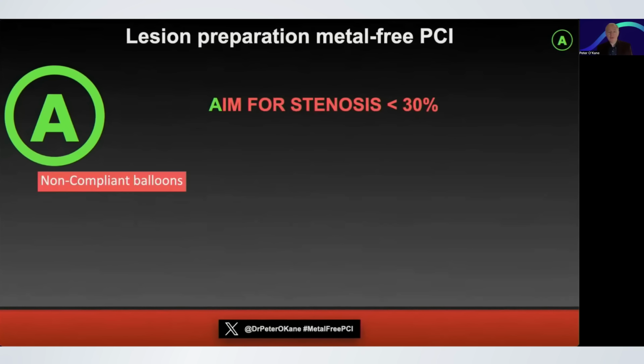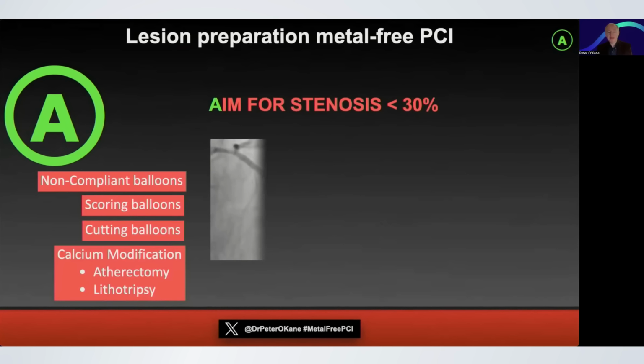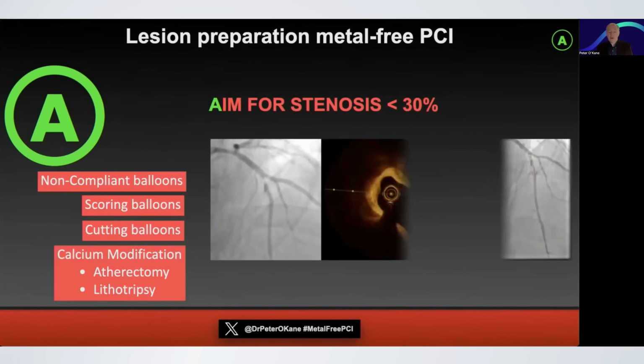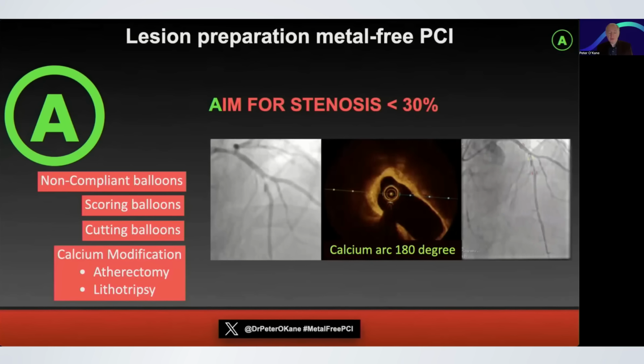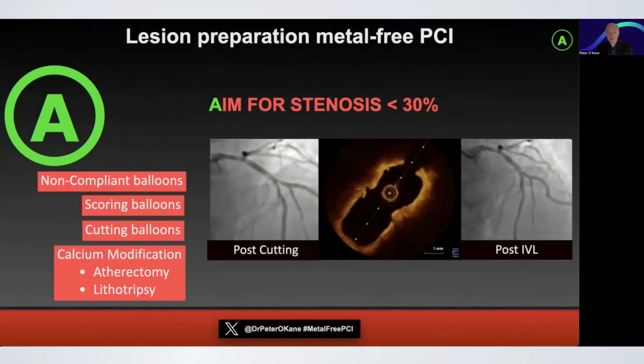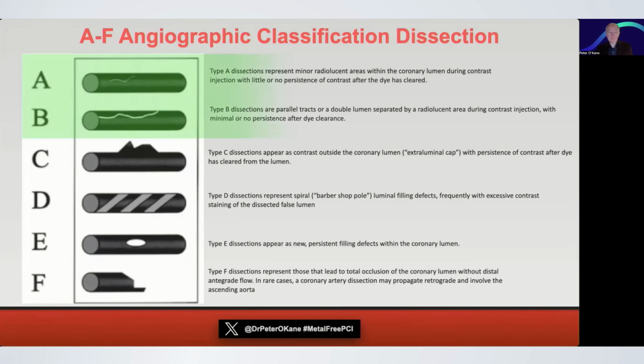So I try and aim for a stenosis less than 30%. I use a lot of non-compliant balloons, scoring, cutting. And in this example, I have to use calcium modification. So we start with a cutting balloon for this 180-degree arc. It's not sufficient. IVL is successful, and we're able to finish the case with the DEB.